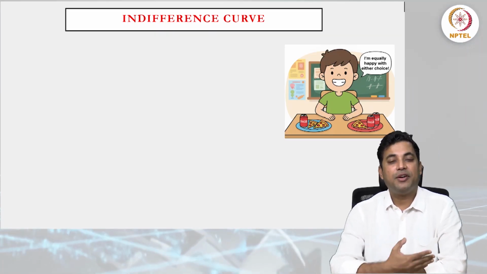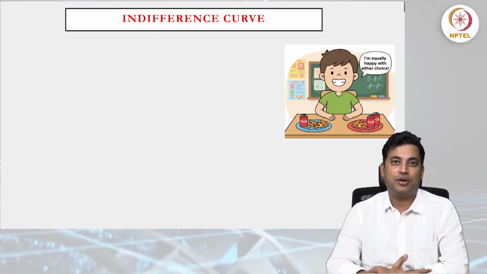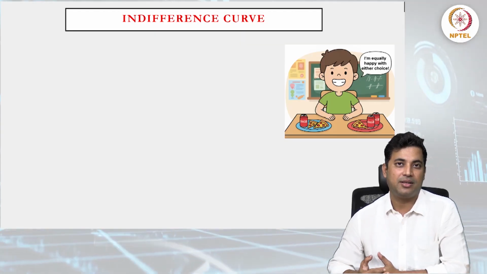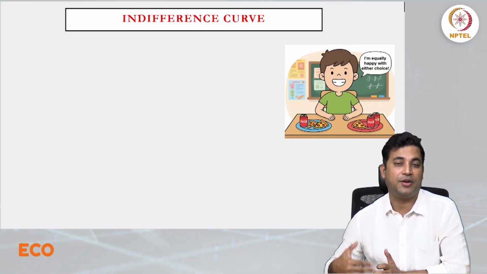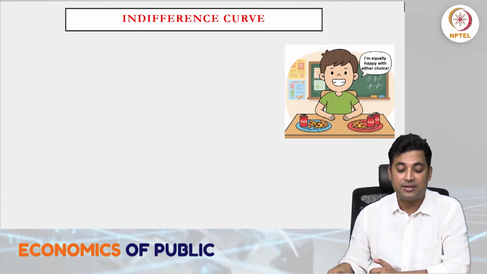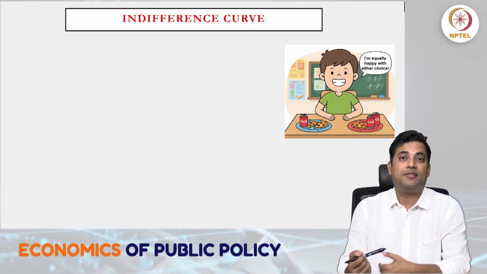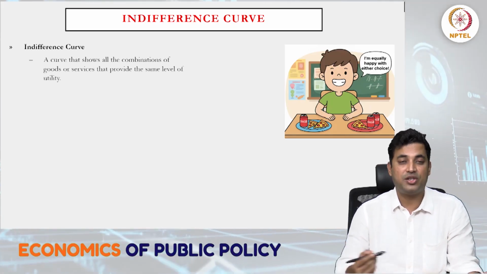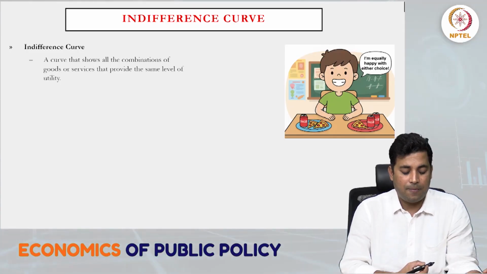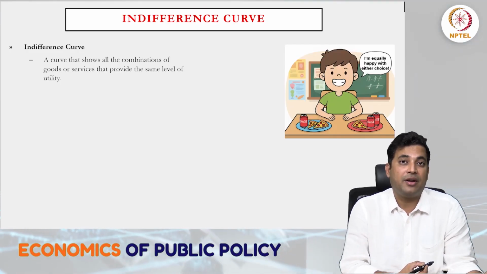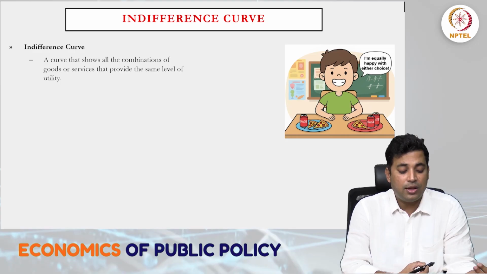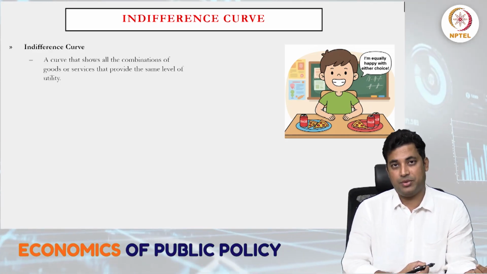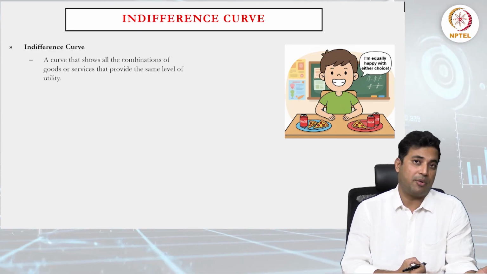Now the next point is, how do we understand utility? There are different ways to measure or understand utility, and one of the tools that we consider to discuss utility is the indifference curve. What is an indifference curve? By definition, it is a curve, or a functional relationship, that shows all the combinations of goods and services that provide the same level of utility. That is very important to understand.